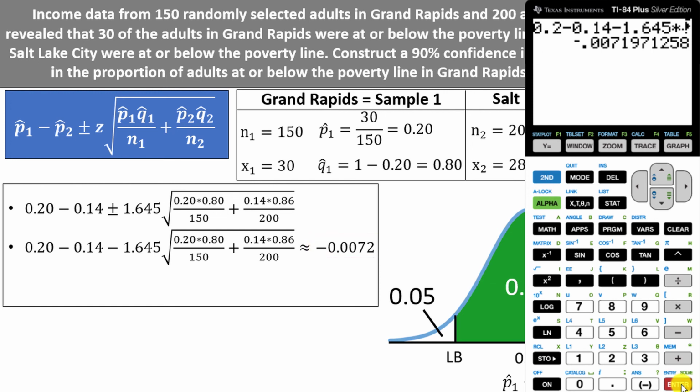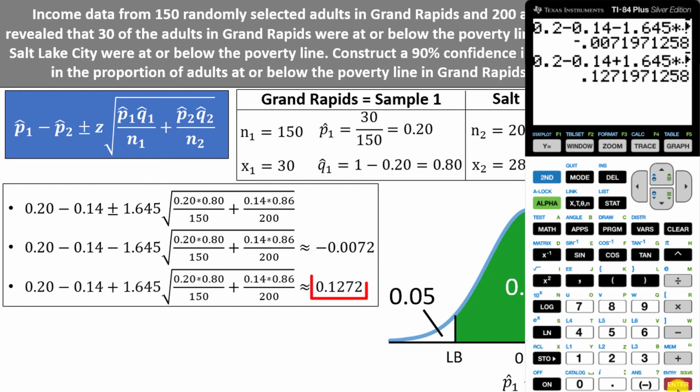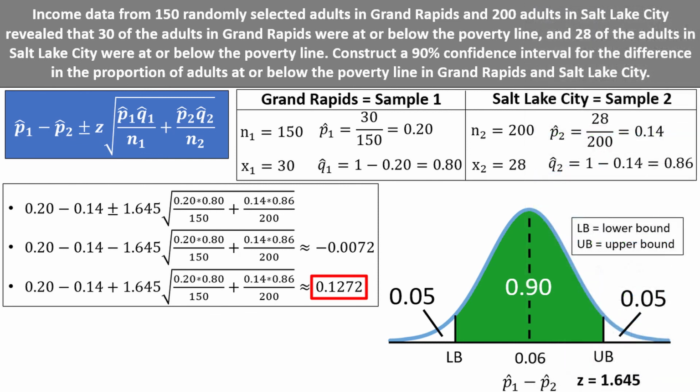Now we need to enter the formula again, but change this subtraction sign to a plus sign. On this calculator, if I press second, enter, I bring up my previous entry. Then I can scroll to the left and change this minus sign to a plus sign, and press enter to get 0.1272. This is the upper bound of the confidence interval. We can include the lower and upper bounds of the confidence interval we just calculated onto the graph.